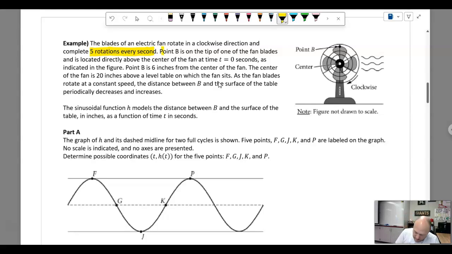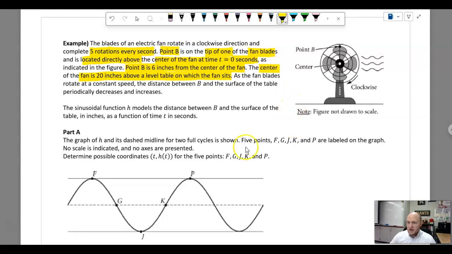They say that point B is on the tip of one of the fan blades and is located directly above the center of the fan at t equals 0 seconds. That's important because it's telling us that our function is starting at a maximum point, because this is going to rotate around. Then they say point B is 6 inches from the center. I think that might help us with our amplitude. And they say the center of the fan is 20 inches above a level table upon which the fan sits.